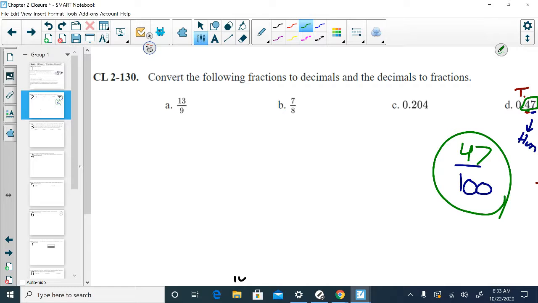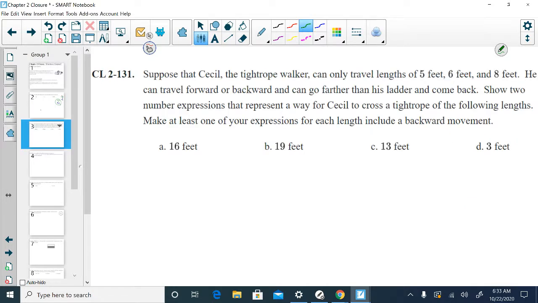That'd be my final answer. Nice job. Now we're moving on to the next one. All right. Suppose that Cecil, the tightrope walker, can only travel lengths of 5 feet, 6 feet, and 8 feet. He can travel forward or backward and can go farther than his ladder and can come back. Show 2 number expressions that represent a way for Cecil to cross a tightrope of the following lengths. Make at least one of your expressions for each length include a backward movement.